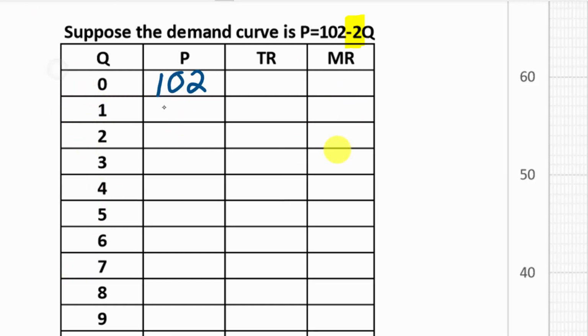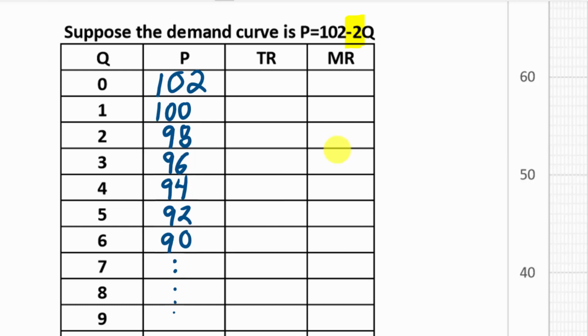So if we want to sell 1, charge $100. Sell 2, charge $98 each. If we want to sell 3, 96, 4, 94, etc. Dot, dot, dot. We could keep on going and fill out this entire table, going all the way down to a price of 0 if we wanted to.